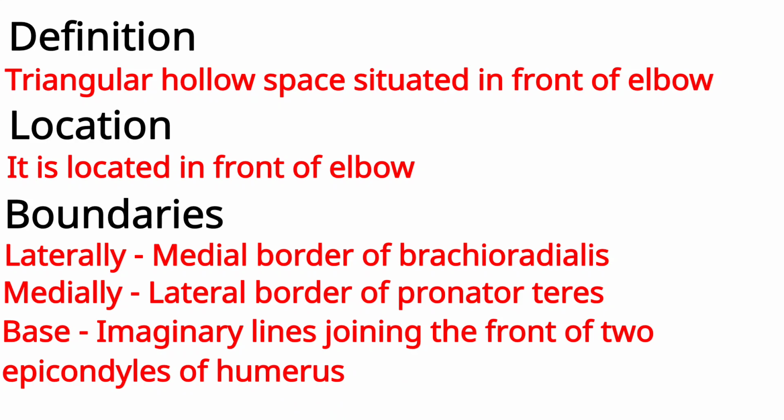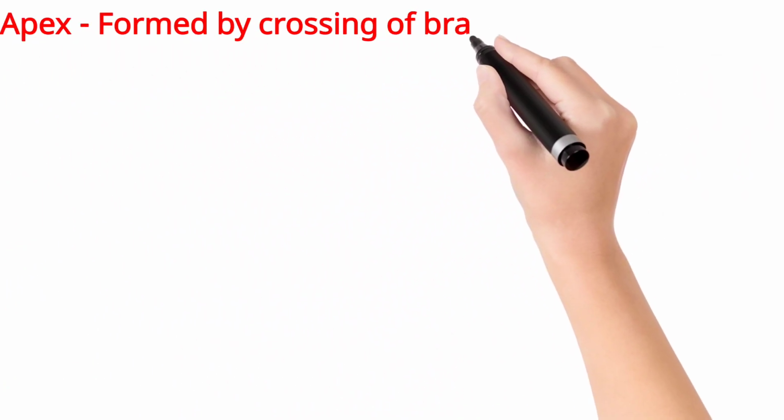One thing to note here is that the whole brachioradialis muscle doesn't form the lateral boundary of the cubital fossa. Only its medial border forms the lateral boundary. Now coming to the medial boundary of the cubital fossa. Medial boundary is formed by a muscle which is present medially on our forearm. This muscle is known as pronator teres. This muscle helps in pronation of our forearm. That's why it is known as pronator teres.